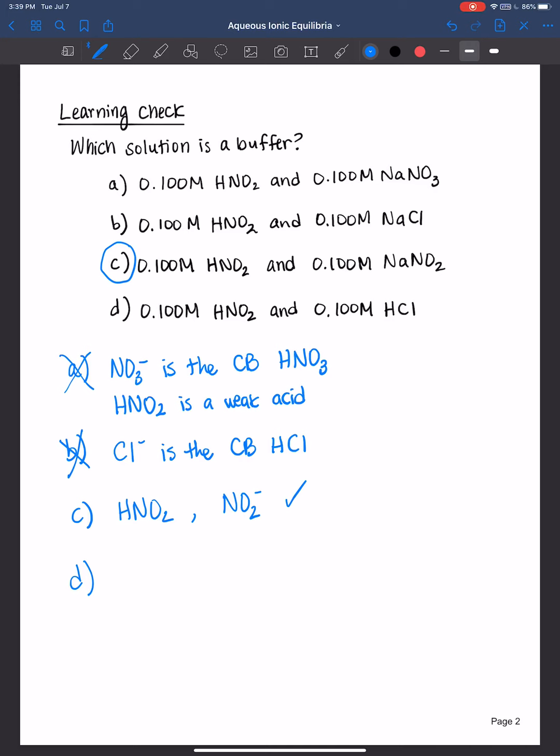Let's look at why D is not the answer. We have nitrous acid, a weak acid, but we also have HCl, which is a strong acid. And there's no conjugate base. There's no weak conjugate base to work with here to neutralize added acid. So this is a poor buffer system as well. So whenever you're preparing a buffer, you need to use a weak acid and its conjugate base. So in this case here, C was the answer, nitrous acid HNO2 and the sodium nitrite NaNO2.